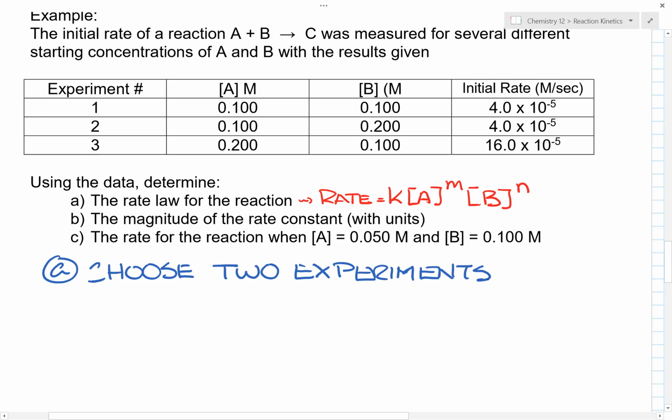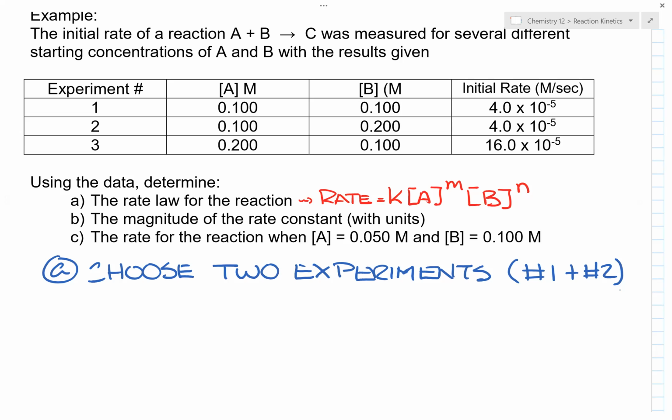Okay, so in this case, I'm going to choose experiment number 1 and 2. Now, why do I choose numbers 1 and 2? Because you notice the concentration of A remains constant while B is the one that changes. Okay, I could also choose numbers 1 and 3.